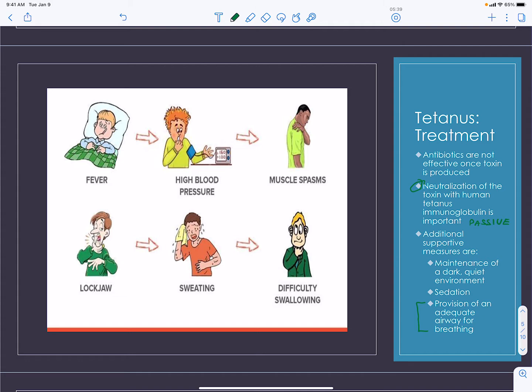Obviously. So some of the symptoms associated with tetanus are going to be fever, high blood pressure, muscle spasms, locked jaw, and difficulty swallowing, which are all going to be those early symptoms.